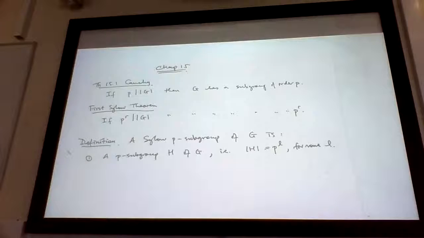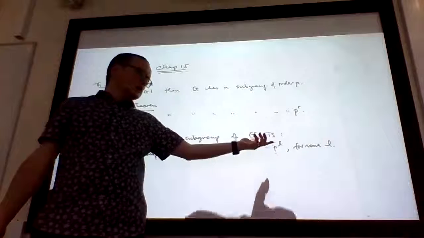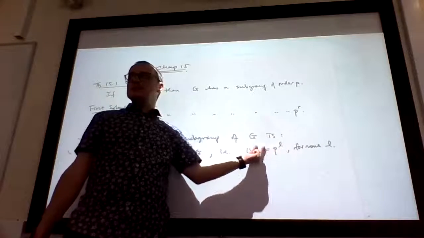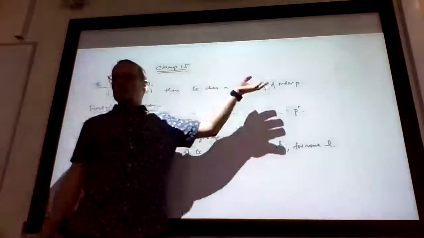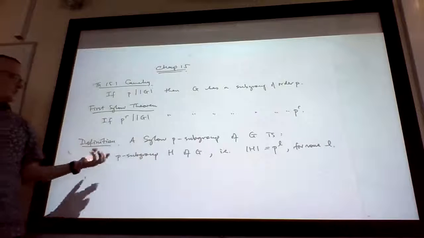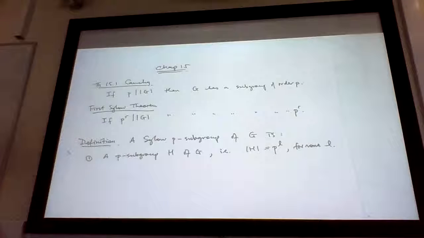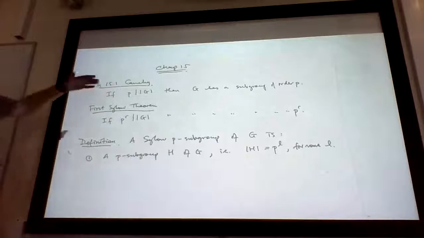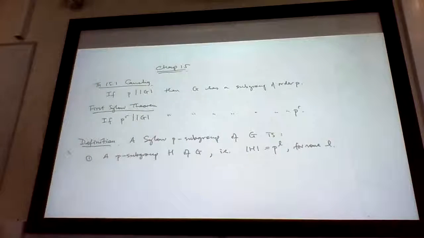Well, that's a consequence of Cauchy's theorem, because if it wasn't a power of P, in other words, if there was another prime Q that divided the size of H, then Cauchy's theorem would tell you there are elements of order Q in H. But the original definition of a P subgroup was one where all the elements had order some power of P. So it's a combination of that definition and Cauchy's theorem that means the order of such a group must itself be a power of P.